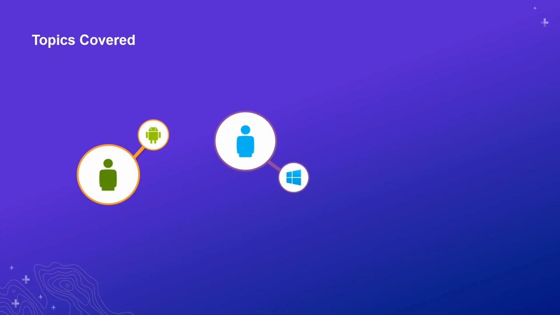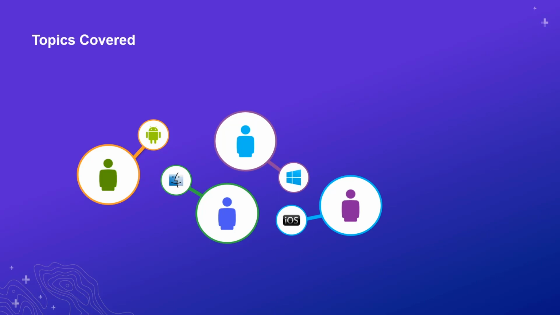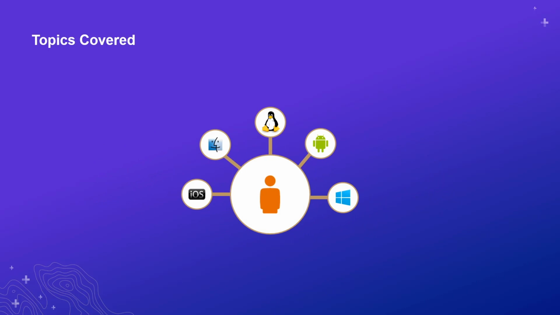To put this into context, traditionally, if you wanted an Android app, you'd need a Java developer. And for a Windows app, you'd need a .NET developer. You'd need Swift developers for iOS and Mac, and a C developer for Linux. But with AppStudio, you only need one developer and one code base to develop one app, which will run natively across all of these devices.